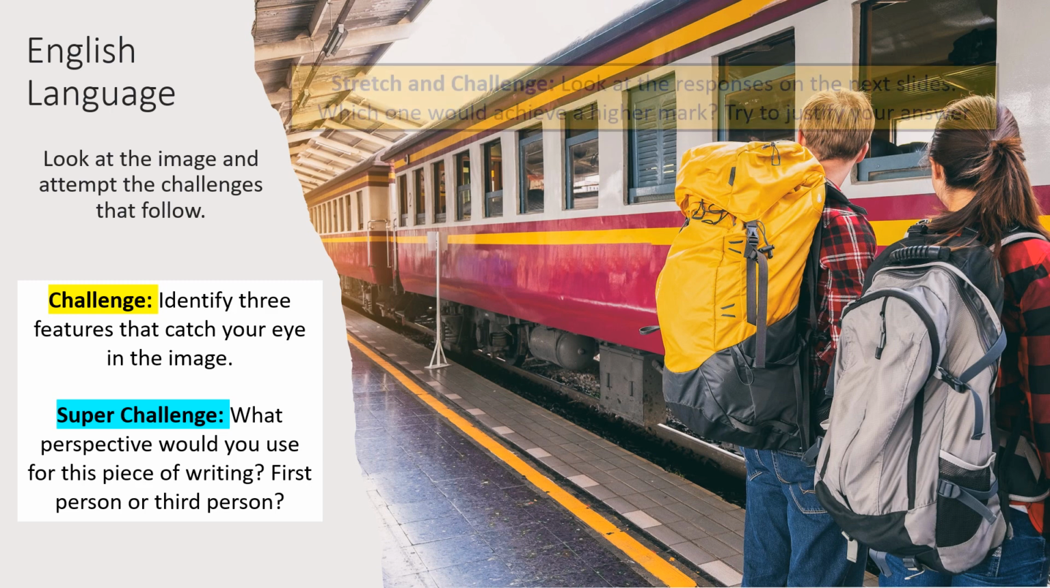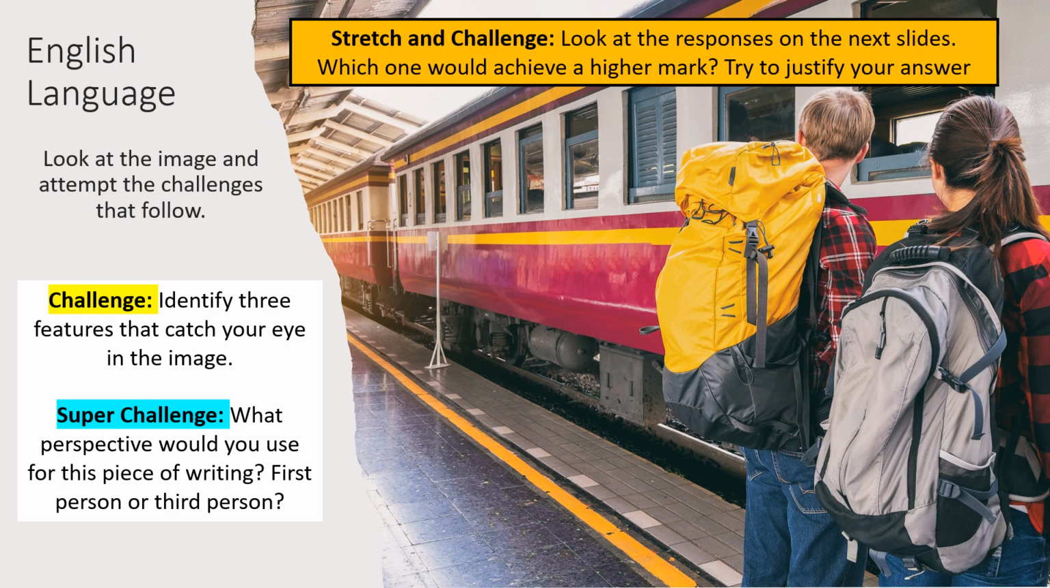And the last thing I want you to think about then is, what perspective would you use for this piece of writing? So generally speaking, we either go first person or third person. So if you're not sure what we mean by that, first person is when you are the character, and you'll use language such as I did this, I did that. When it's third person, you'll actually have a character with a name. So Tom did this, Holly did that, for example. And that's a slightly different way to write it.